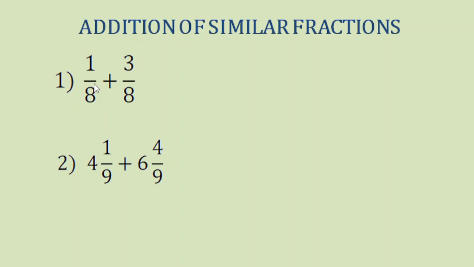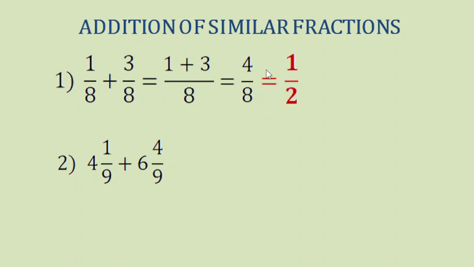For example, item number 1: 1 over 8 plus 3 over 8. The two fractions here, 1 over 8 and 3 over 8, are similar fractions. To add similar fractions, what we will do first is copy down the common denominator, 8, and then perform the operation on the numerator, that's 1 plus 3. And of course, 1 plus 3 is 4, so 4 over 8. Simplifying furthermore, it becomes 1 over 2. Why? Because both the numerator 4 and the denominator 8 can be divided by 4.